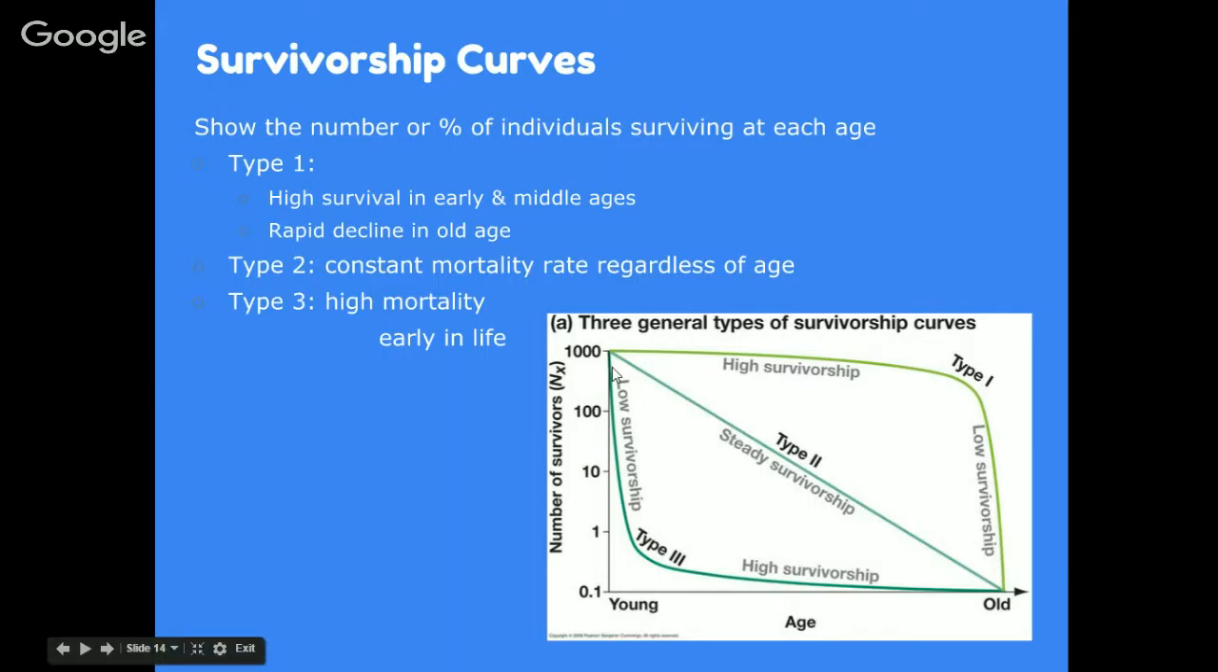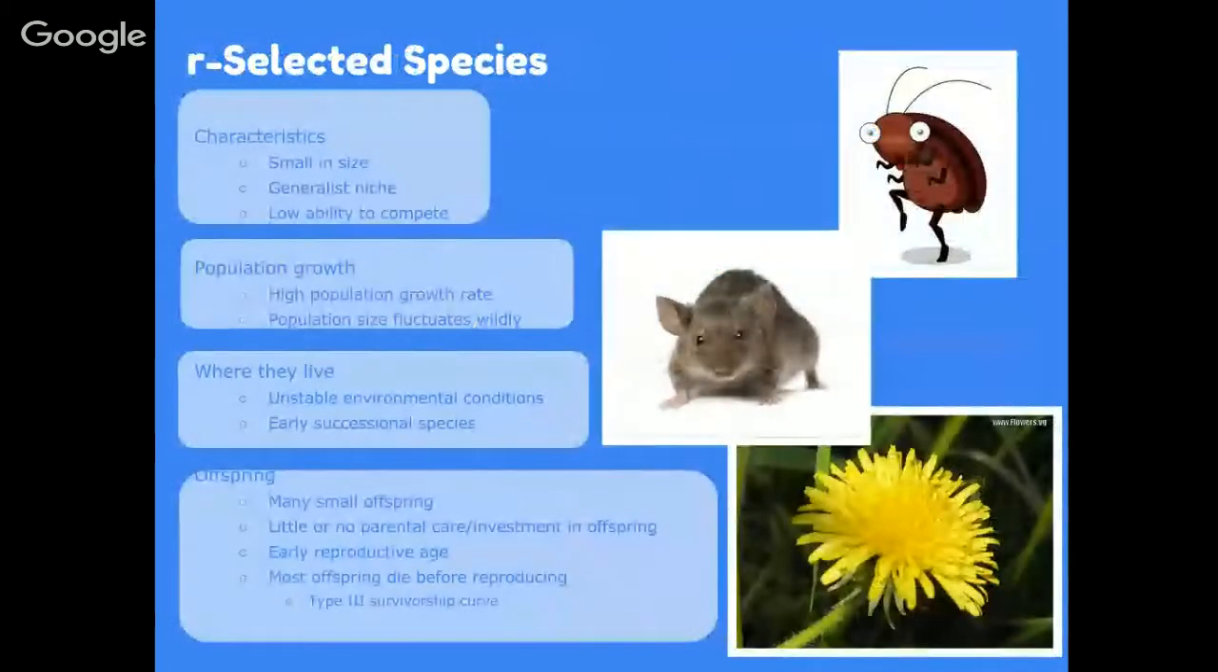Our type 2 survivorship curve will have steady survivorship, so constant mortality rate regardless of age. It just sort of drops throughout the entire spectrum of age for our species. In type 3, we have a high mortality rate early in life, and it kind of levels out as our species grow older. So we're going to talk about different types of species and then compare them to these survivorship curves in just a second.